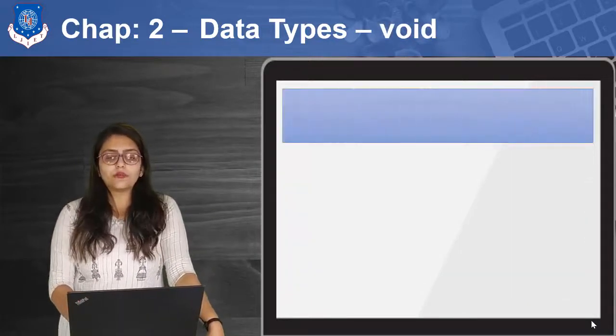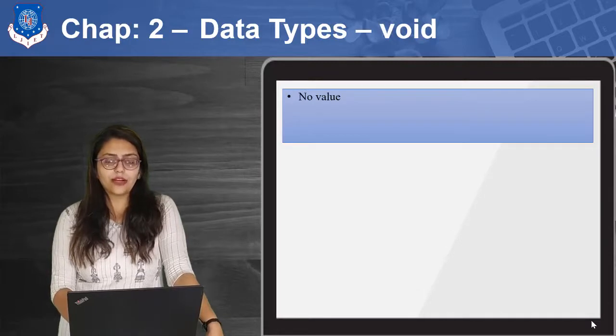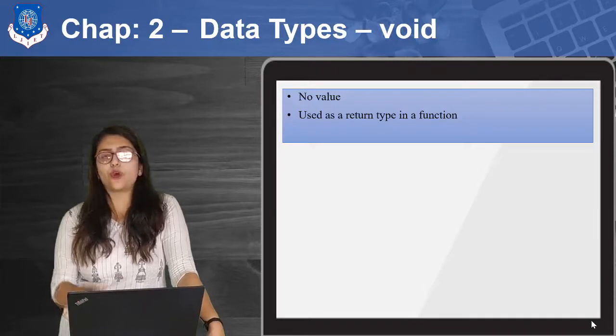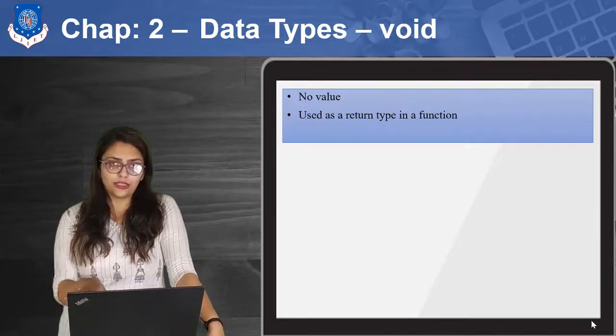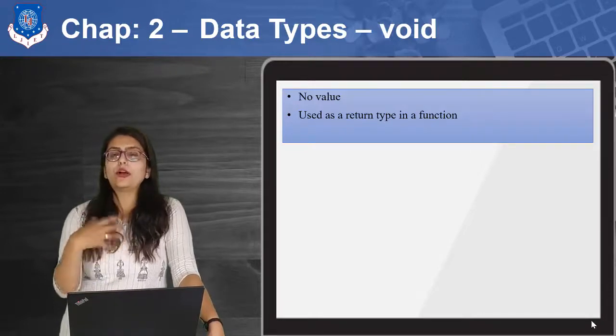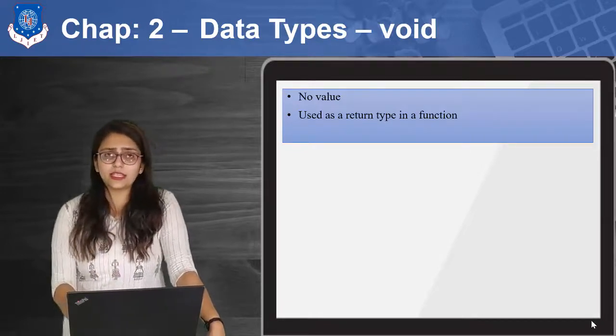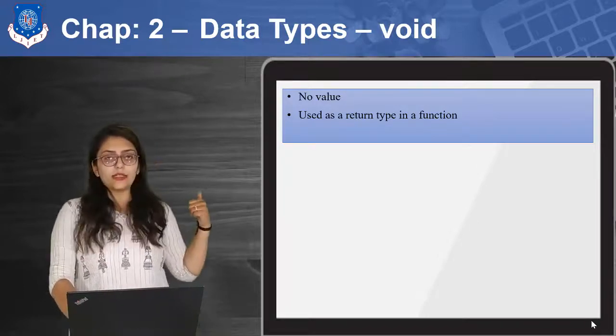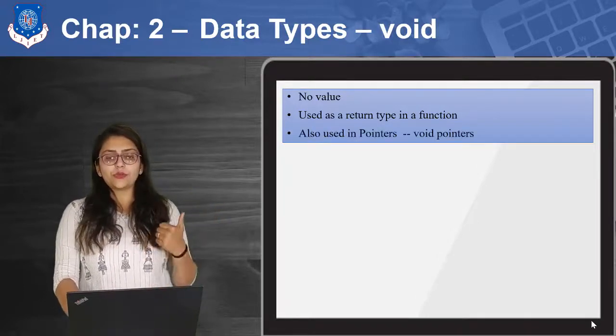Now then after, what is void? So for void we have said that void means no value, which is basically used as a return type in a function. So you all know about function till now. So you can write void main also, or you can write int main. So void is nothing but we are not specifying any data type. So void means no value, and also used as pointer.